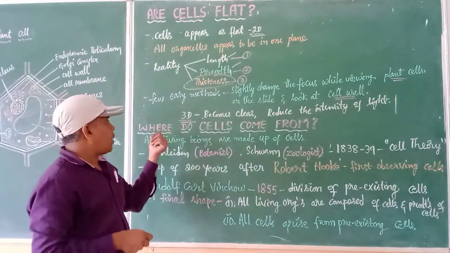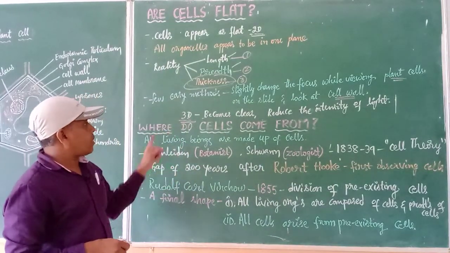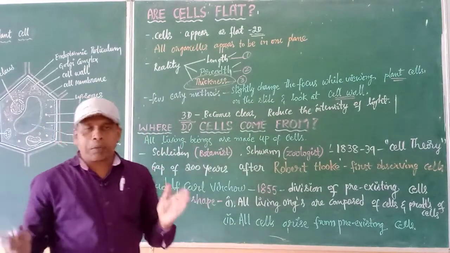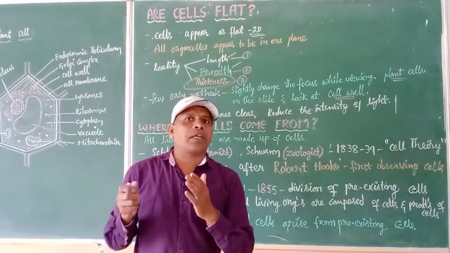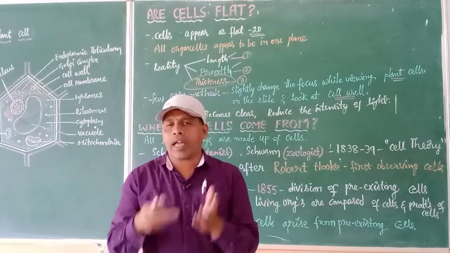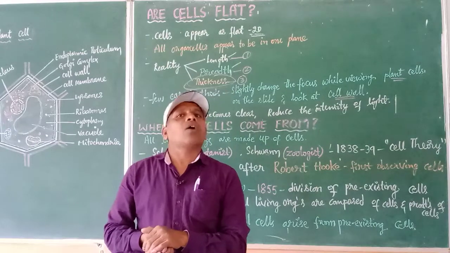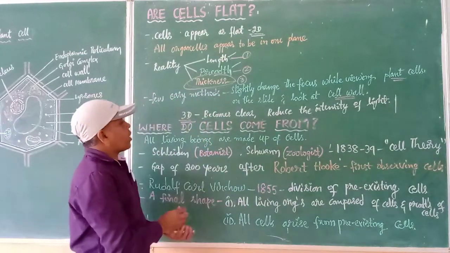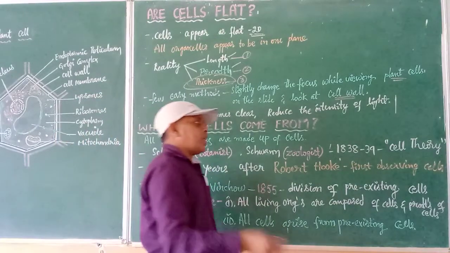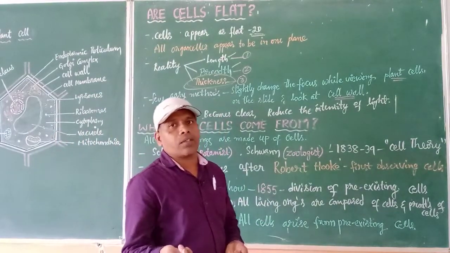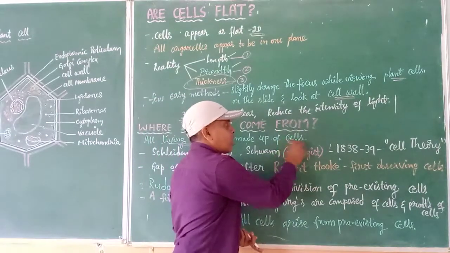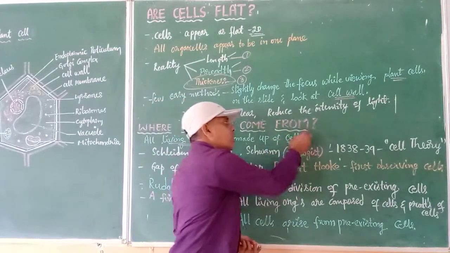Now moving to the last and final topic in the lesson: where do cells come from? In this universe, in this world, there are different types of organisms: plants, animals, microscopic organisms, each and every living being. What are they made up of? It can be a single-celled organism where only one cell is present, or many organisms where a number of cells are present.